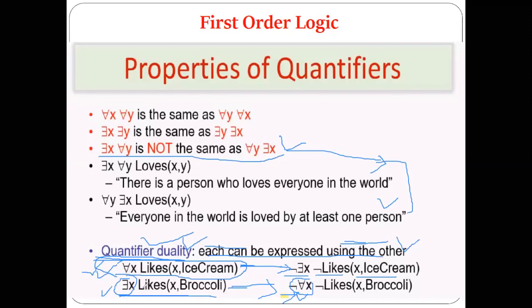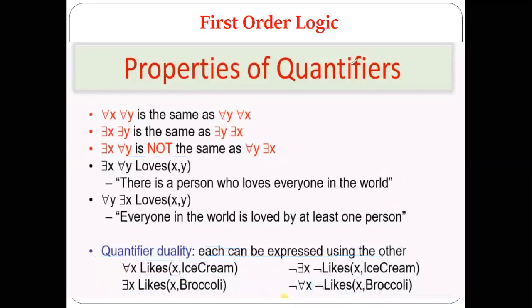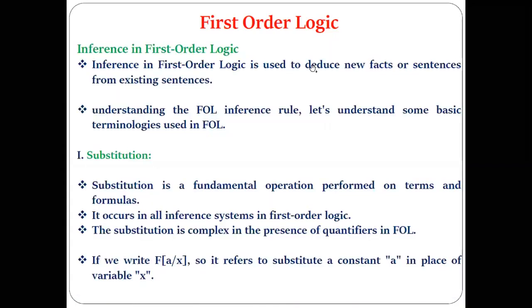Another way, the next part: negation of likes. Negation of like is nothing but the like. Yes or no? Yes, sir. And for this particular logic, being written here using the existential quantifier, this can also be written using the universal quantifier, and this is nothing but our property, that is the quantifier duality. Understood this property? Yes, sir. Okay, let's see the next part.